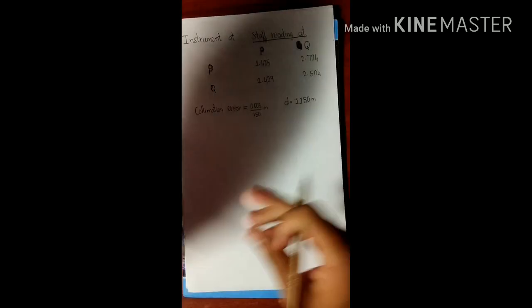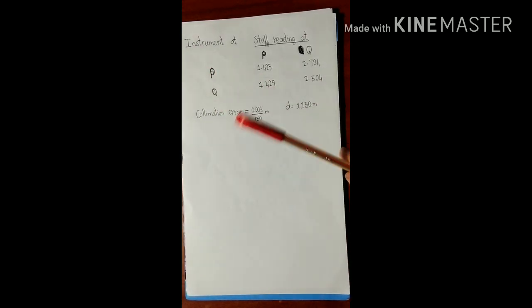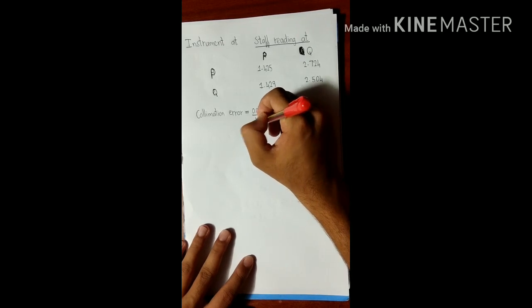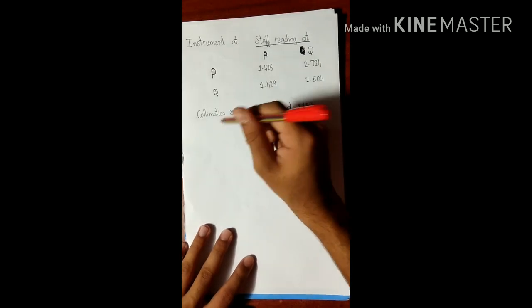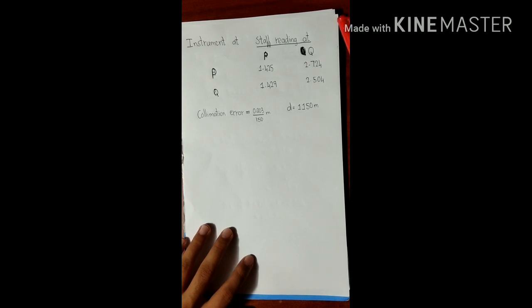So here it is. The following readings refer to the reciprocal levels taken between two stations, P and Q. Find the true difference in elevation between P and Q. If the instrument has a collimation error of 0.003 per 150 meters and the distance between the stations was 1150 meters, find the error due to refraction. We have to find the error due to refraction. The collimation error is already given. So here it is. The apparent differences in elevation with the two settings are the following.